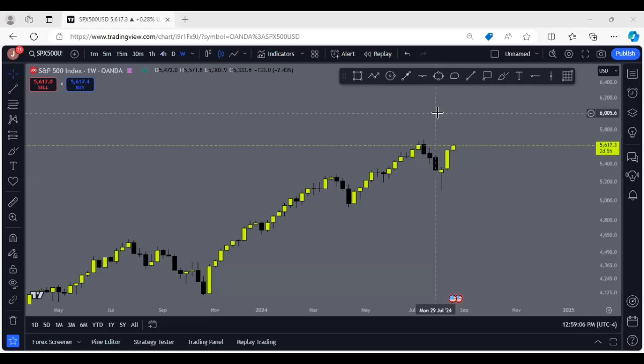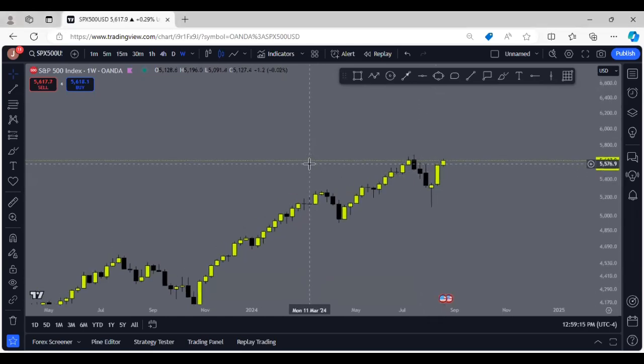Hello, good afternoon. It is 1 p.m. currently. So basically what we're going to do is go over a top-down analysis of how I caught my play on SPX 500 today.